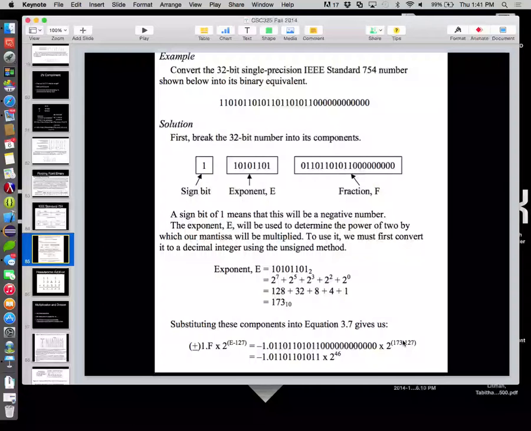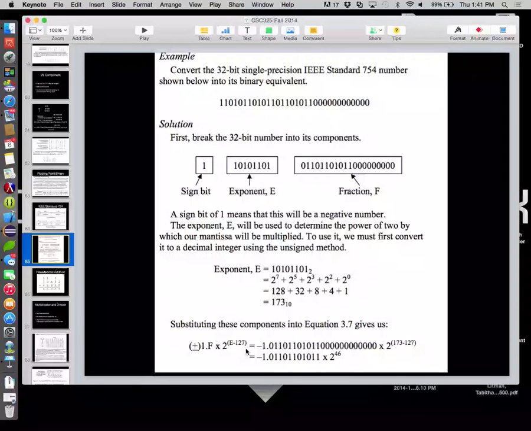This guy, that's part of the formula. If you look over here on the left, this is the actual formula for doing this. So it's plus or minus 1 point f, whatever f is, times 2 to the e, which is our conversion right here, minus 127. The 127 is a fixed value there. Yeah, we didn't solve for that. It's just part of the equation.